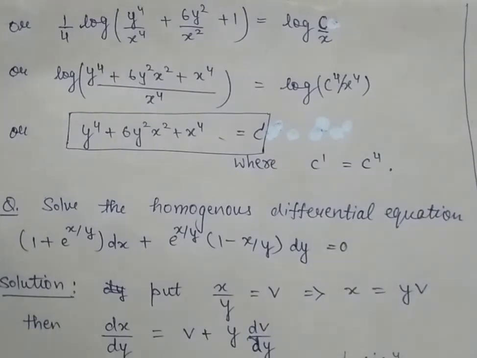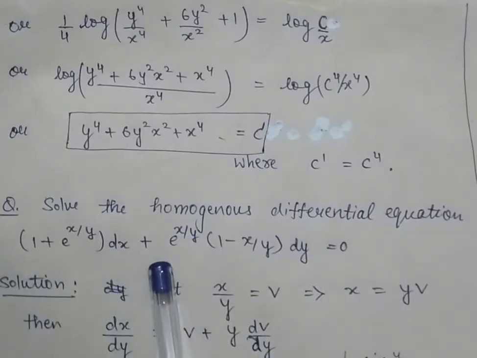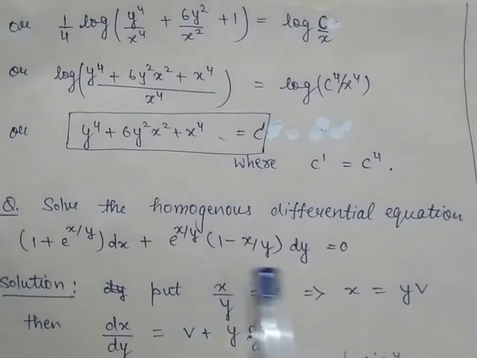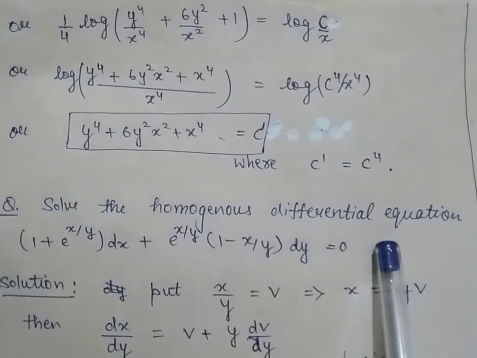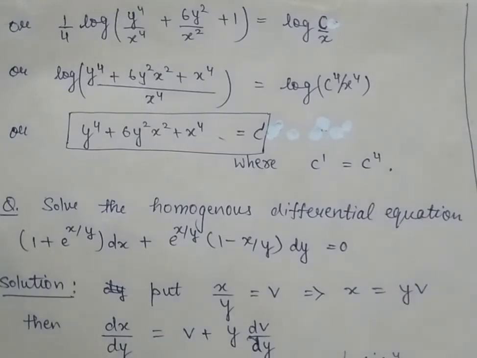Now we will do another example of homogeneous differential equation. Question: solve the homogeneous differential equation (1 plus e raised to the power x by y) dx plus e raised to the power x by y (1 minus x by y) dy equal to 0. We have been given that this equation is a homogeneous differential equation, so we will use that method. We substitute y by x equal to v or x by y equal to v.